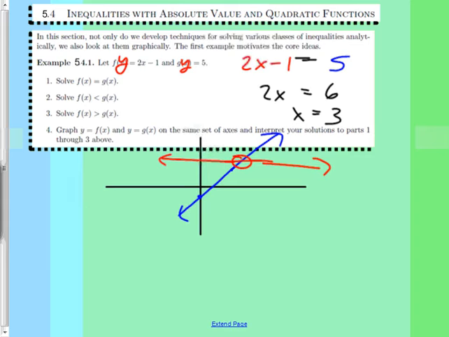Okay, so x equals 3. Is that the answer, the complete answer? No, it's x equals 3 and y equals what? 5, because y has to be 5. It says it right there. And if you didn't know that, you could always take the x equals 3 part and put it in right there, and you'll have 2 times 3 and then minus 1, which would be 6 minus 1, which is 5. Either way, you'll get 5. 3 comma 5 is my answer. That is the place where they are equal.